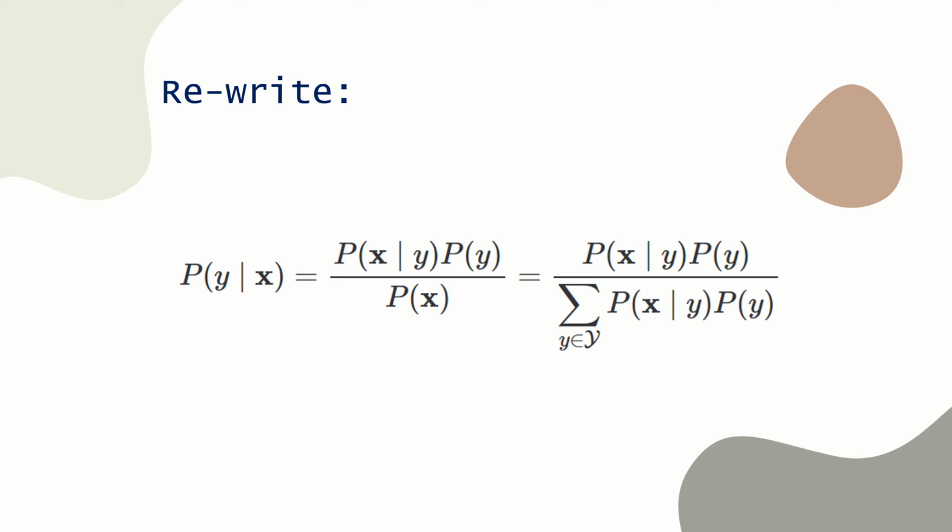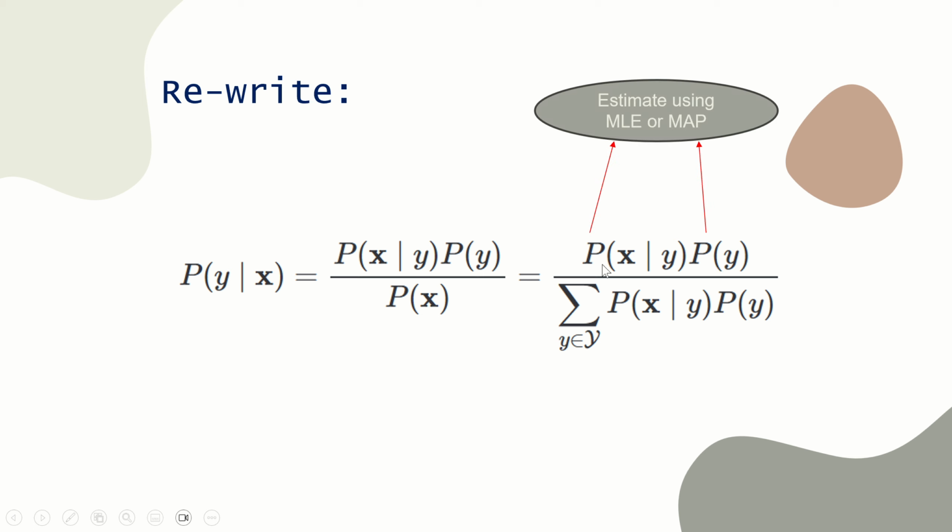We can rewrite the formula using Bayes' theorem like this. As you can see, p of y and p of x given y, in reality we can use MLE or MAP to estimate these. P of y is quite easy, but this term is the one that makes things hard. In practice, it's really hard to estimate this.